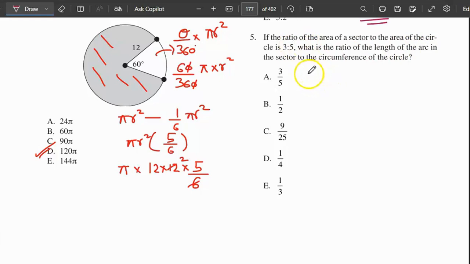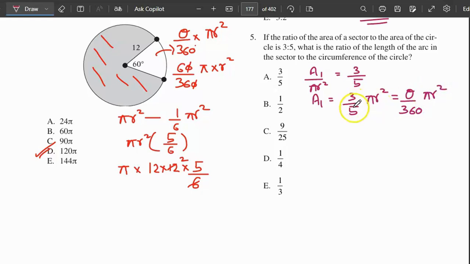So, area of this sector upon area of this circle, that is pi r square, is equal to 3:5. So we can say that area of this is equal to 3/5 pi r square, and it's supposed to be theta upon 360 into pi r square. So from here we can compare. Theta upon 360 is equal to 3/5. We don't even need to find theta. If you want, you can, but we don't require to, because now we can find the arc.